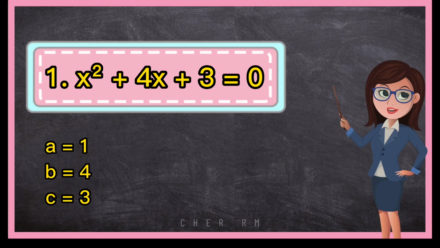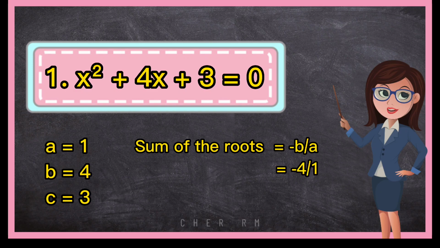Do not forget that the formula is x sub 1 plus x sub 2 equals negative b over a. Substitute the value of b, which is 4, then a is 1. So we have negative 4 divided by 1 is equal to negative 4. So the sum of the roots of quadratic equation is negative 4.